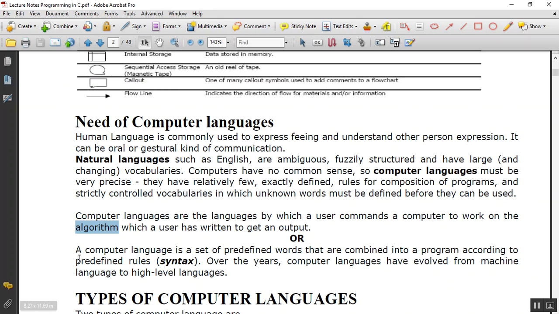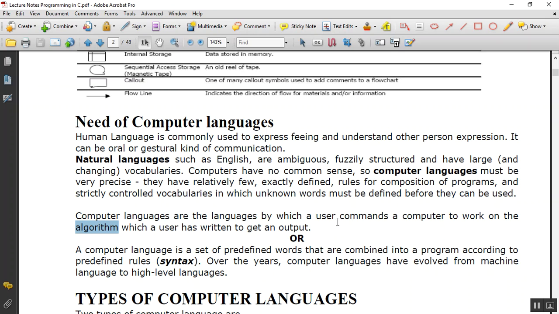We'll come back to this point. Computer language is a set of predefined words that are combined into a program according to predefined rules, syntax. Over the years, computer languages have evolved from machine language to high level language. We'll keep this sentence aside and come back to it. It is again the same thing. It has got some predefined rules, known as syntax, and some predefined words with the help of which we can write a computer program. So this much part is also a definition of computer language.